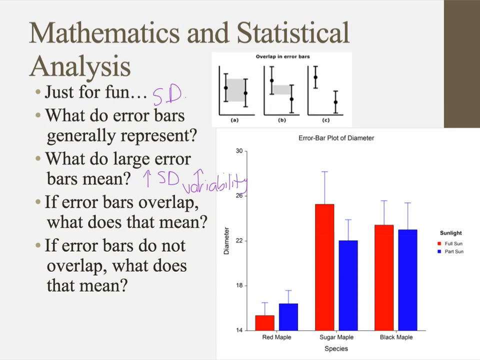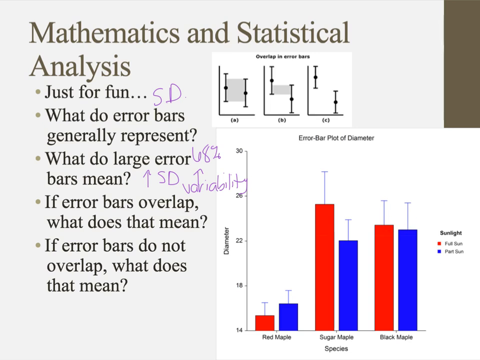Remember that if we're using these to represent standard deviation, one standard deviation is 68% of my data. So 68% of my data falls in here. 68% of this data falls in here. So even though they have slightly different means, the fact that their error bars overlap means that they share a lot of common data points, and they're probably not significantly different. Okay, so if the error bars overlap, they're usually not significantly different.